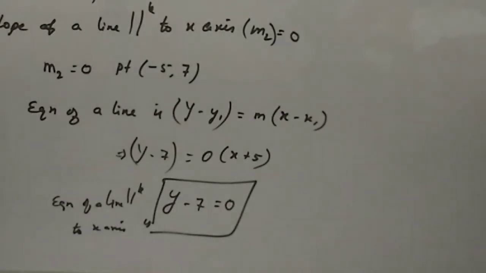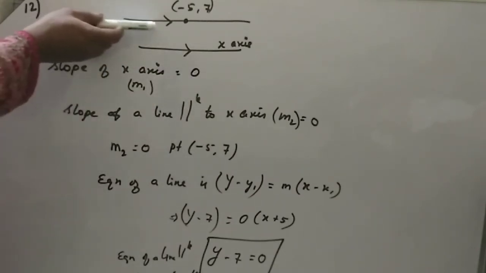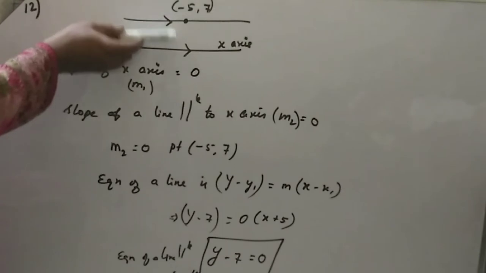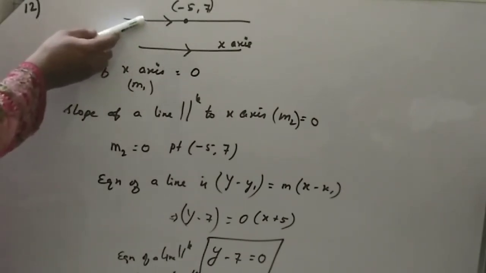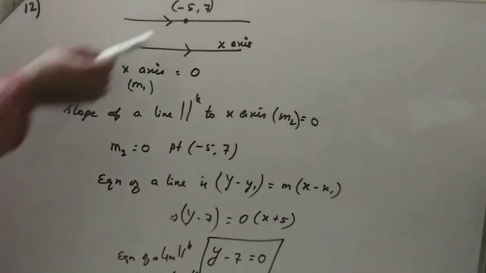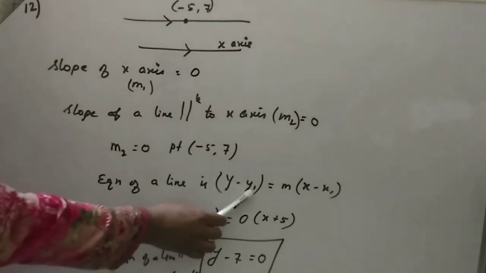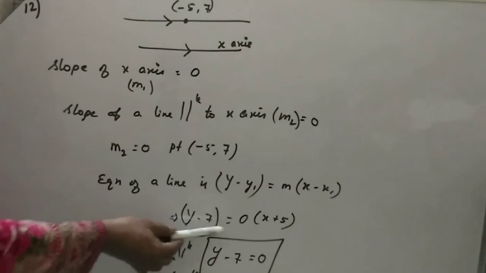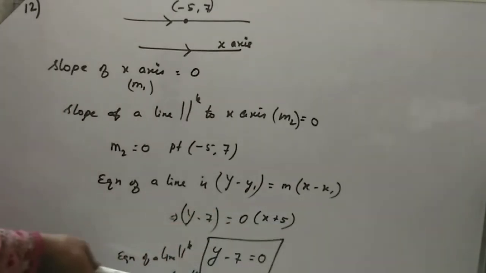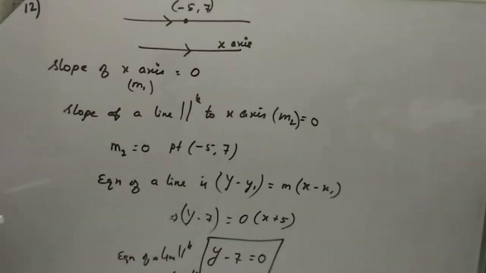Clear? The slope of the x-axis is 0 and the line passing through (-5, 7) is parallel to the x-axis, so the slope remains the same. This line's slope is also 0. And you know the slope and the point. So the equation of a line: y minus y1 is equal to m into x minus x1. Then y minus 7 is equal to 0 into x plus 5. Therefore, the equation of a line parallel to the x-axis is y minus 7 is equal to 0.